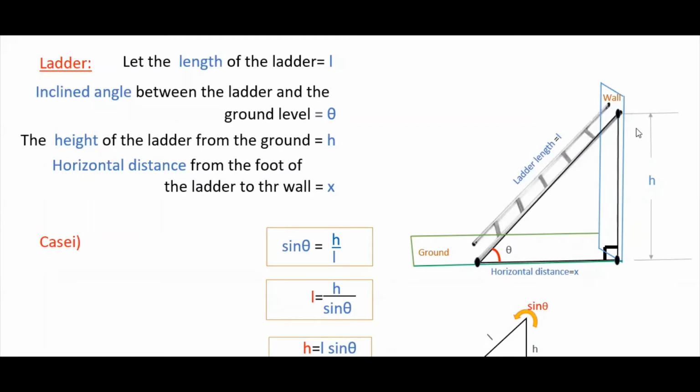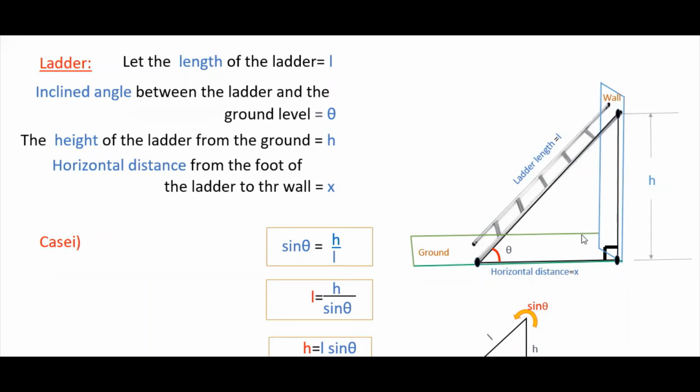If you see this figure, let the length of the ladder be L, and the inclined angle between this ladder and the ground level be theta. The height from the ground level to the ladder top is h, and the distance between the foot of the ladder and the wall is x.